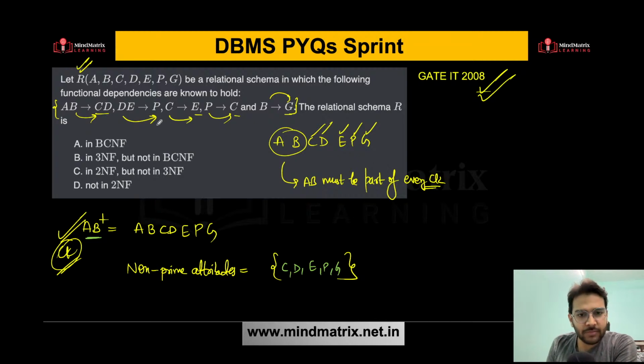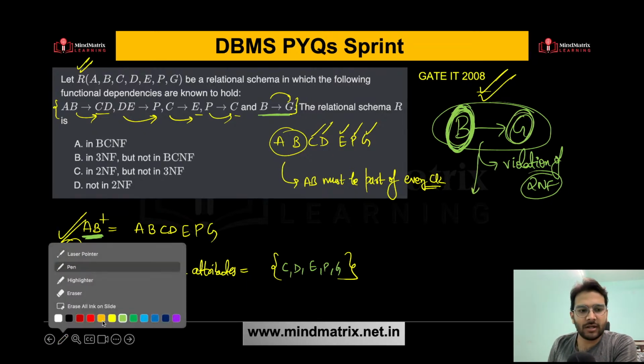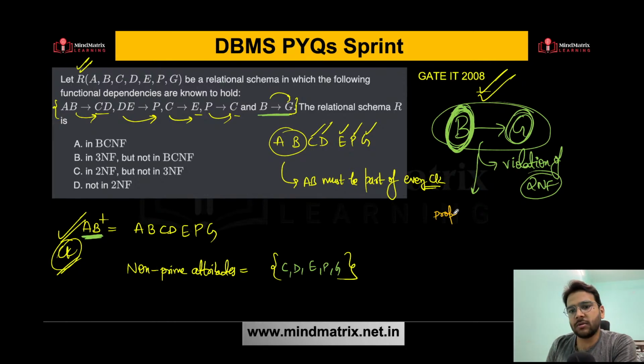If you carefully observe this dependency, B determines G. So this is a violation of 2NF. Why is this a violation of 2NF? Because this is your candidate key AB, and B is a proper subset of the candidate key determining a non-prime attribute. Right? The violation is a proper subset of candidate key determining a non-prime attribute. This is the violation.